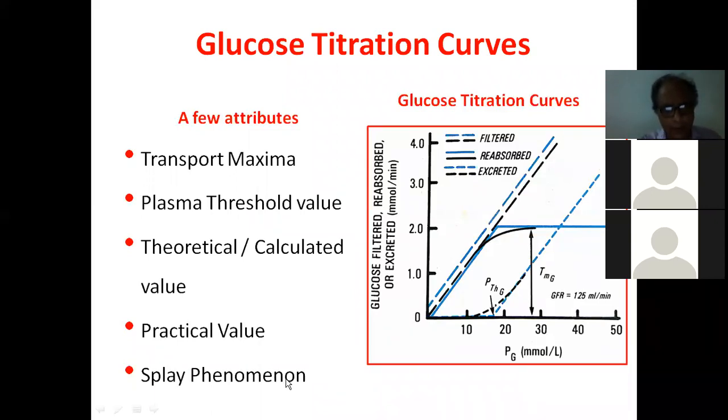Now let me describe the splay phenomenon. What is splay? Splay is as I've shown here. This is the splay. It's a kind of a knee, like that of a knee, a gradual bend. Why is there a gradual bend? Truly speaking, the exact, detailed and precise explanation of splay is not fully explained, but there are some hypotheses.